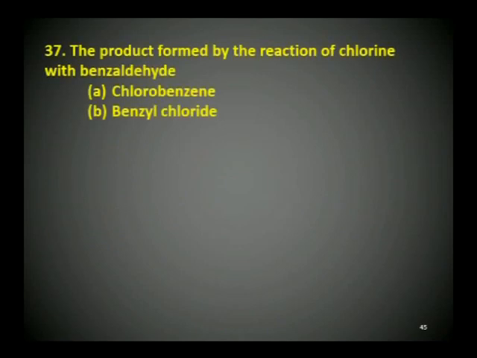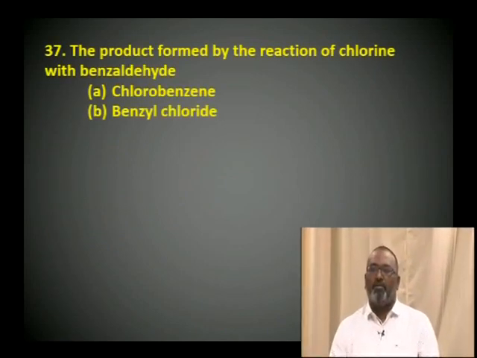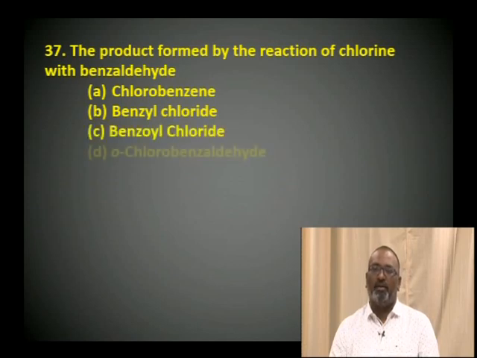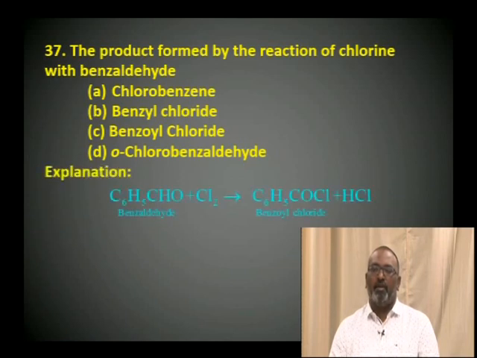Question number 37. The product formed by the reaction of chlorine with benzaldehyde, is it chlorobenzene or benzyl chloride or benzoyl chloride or orthochlorobenzaldehyde? When benzaldehyde, that is C6H5CHO, is reacting with chlorine, we are producing C6H5COCl, which is called benzoyl chloride. So this answer is C.